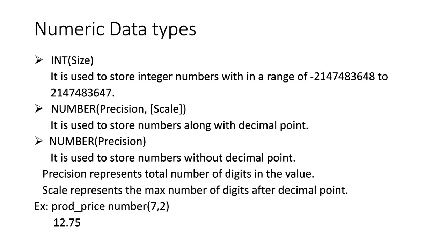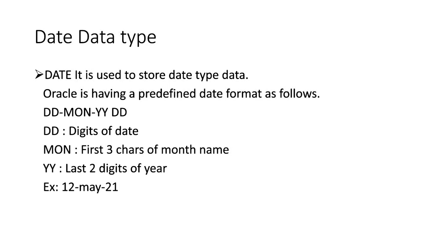And coming to the date data type, it is used to store date data. Oracle has a predefined date format as follows: DD-MON-YY. Here DD is the digits of the date, like 12. MON means the first 3 characters of the month name, and YY is the last 2 digits of the year. An example is 12-MAY-21.